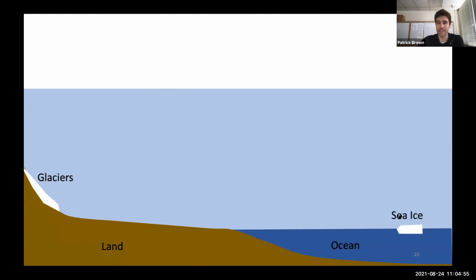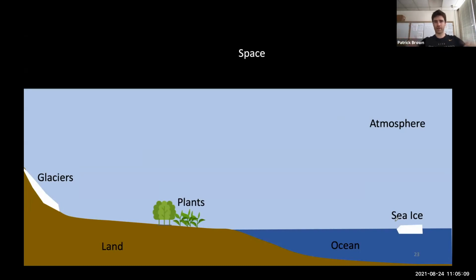We have sea ice, so ice sitting on top of the water in the ocean. Plants are going to be important. Obviously, the atmosphere we're going to talk a lot about. And we can basically cap our two-dimensional diagram with space on top. So this is our 2D diagram of the Earth system.